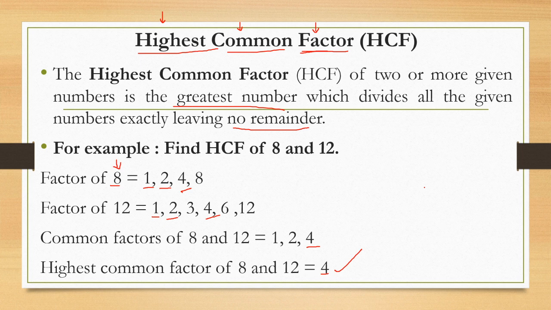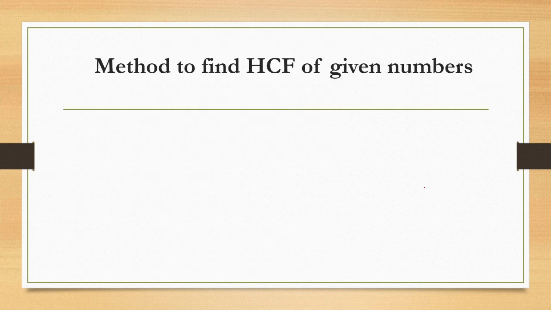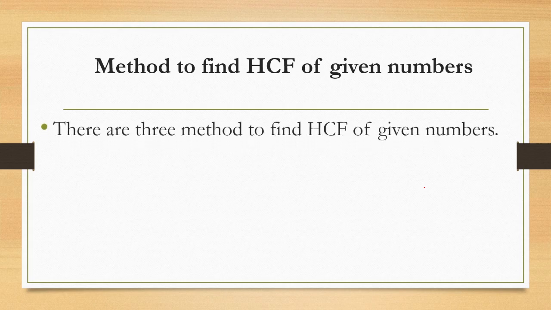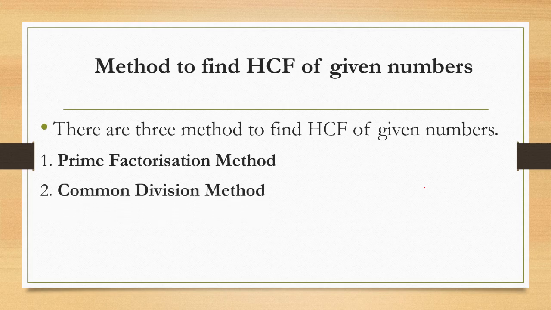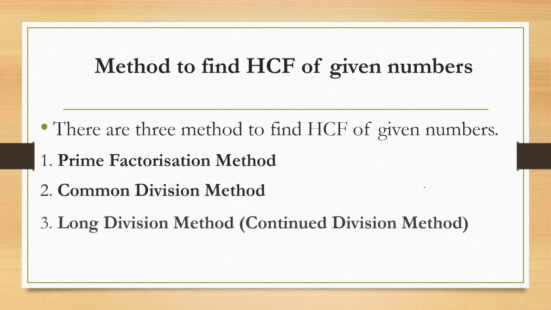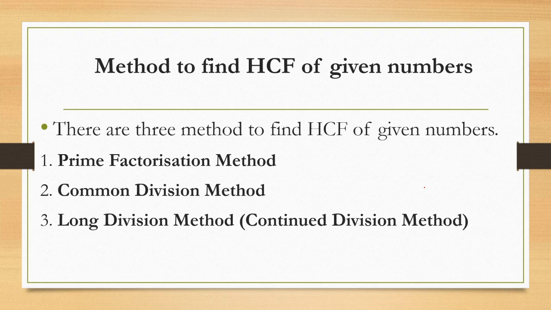Remember, we are not going to use this method to find the HCF of given numbers. There are basically three methods to find the HCF of given numbers. First is the prime factorization method, second is the common division method, and third is the long division method, that is also known as the continued division method.